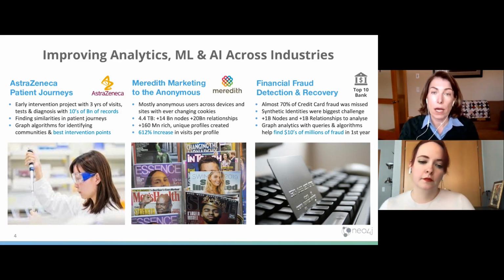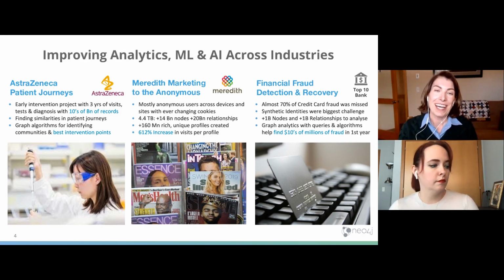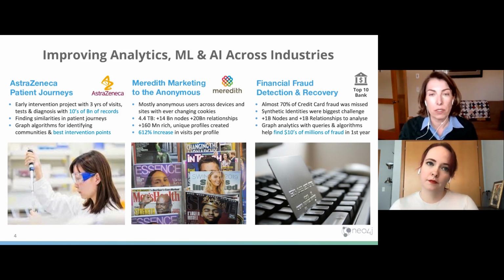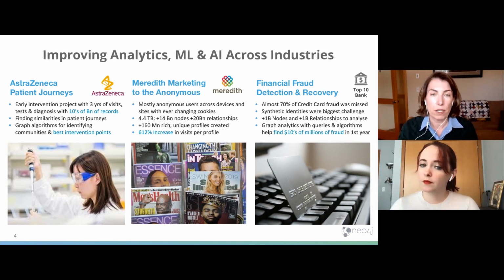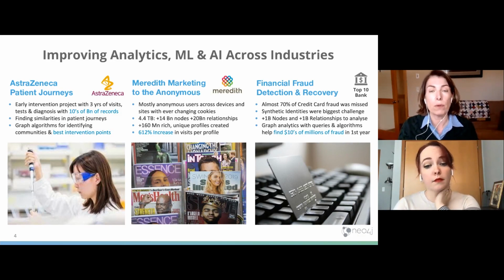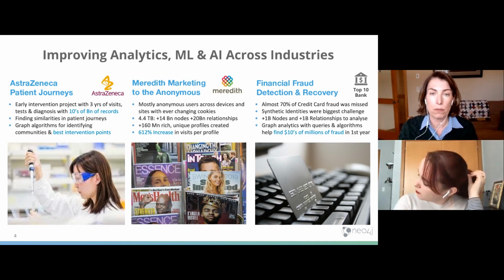Another customer, Meredith, is doing what they call marketing to the anonymous, or what they originally called marketing in the dark. They were having trouble with a lot of anonymous users across different devices, and cookies that would change and evolve and decay very quickly. And they started with over 4 terabytes of data, which included over 4 billion nodes and 20 billion relationships. So a lot of information that they were trying to track and understand, but without having personal identifiable information, it was hard to know, how do we recommend new things to these people on our sites?